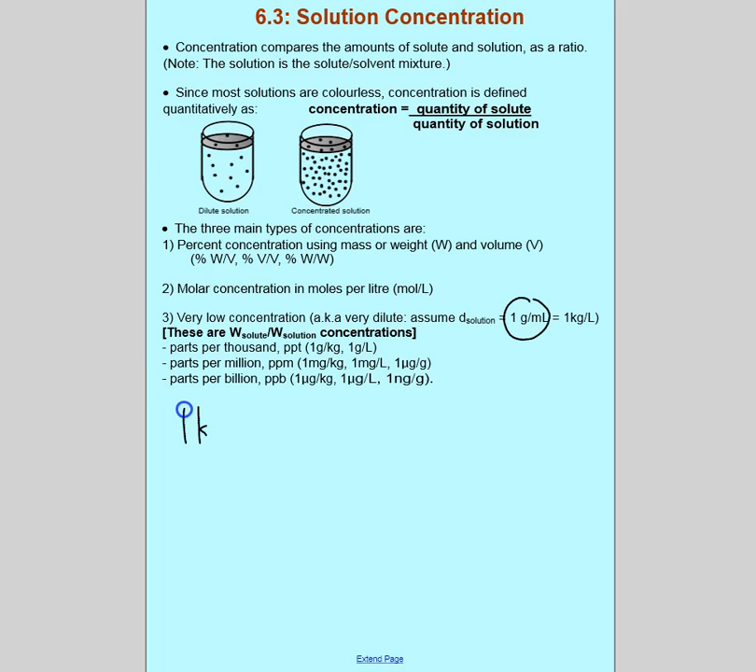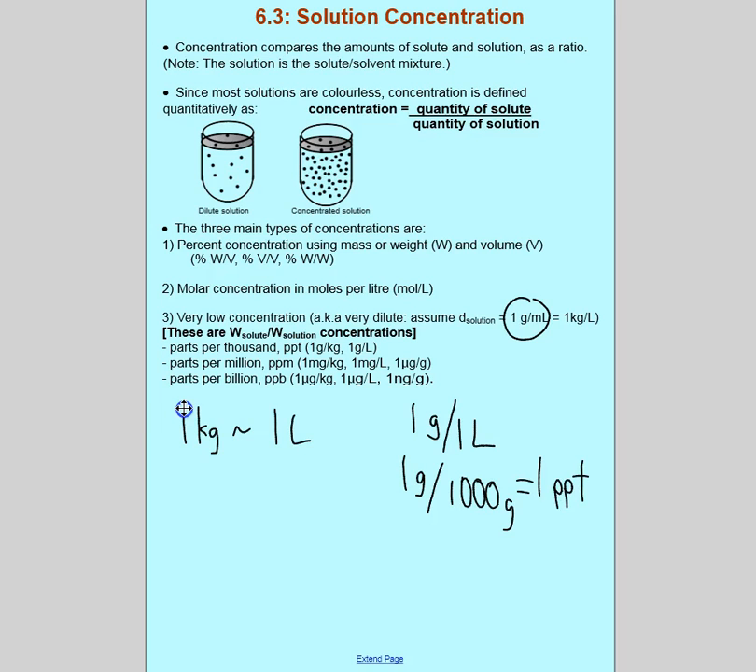1 kilogram of solution is approximately going to correspond to 1 liter. And so a gram of solute and a liter of solution would have a concentration of 1 part per thousand. We can almost think of this as a gram out of, well, what's 1 liter? It's approximately 1 kilogram. That would be 1,000 grams. So you can see clearly 1 out of 1,000 is 1 part per thousand.